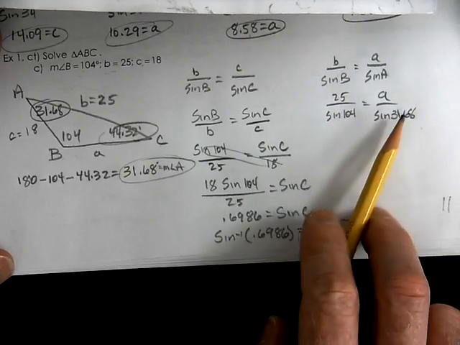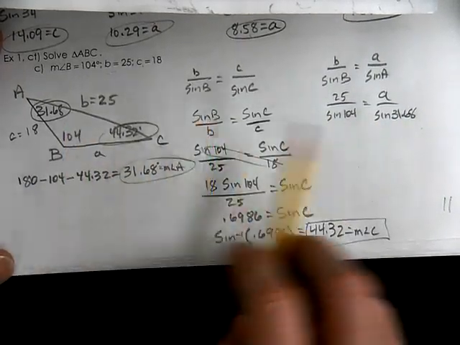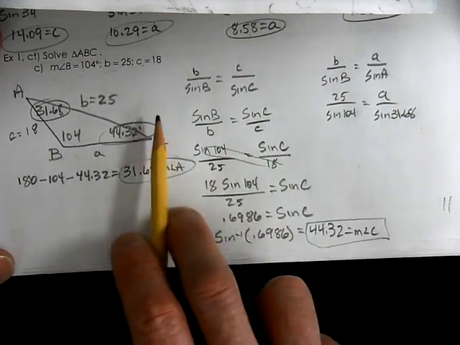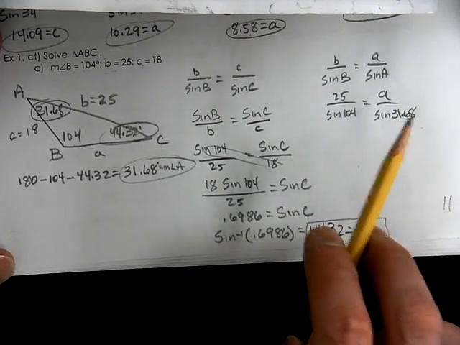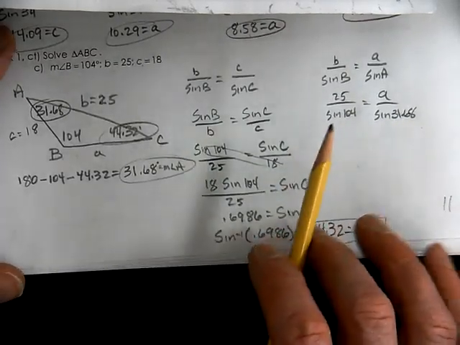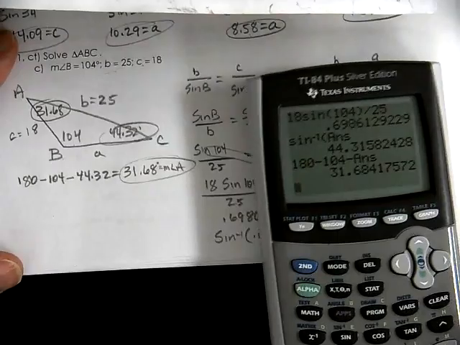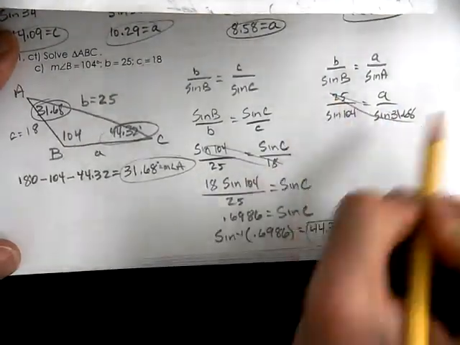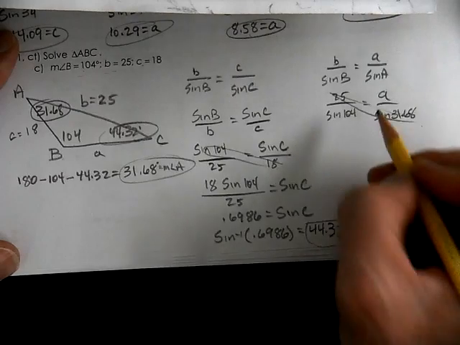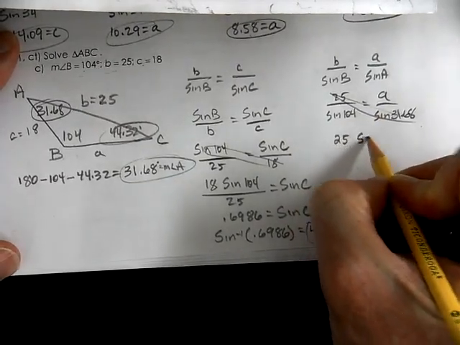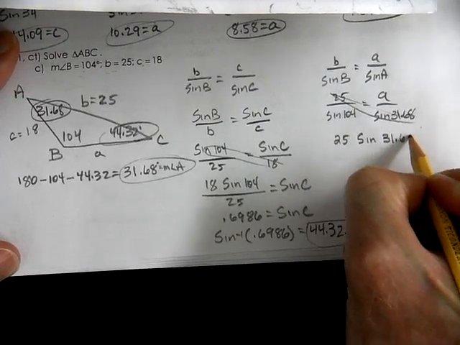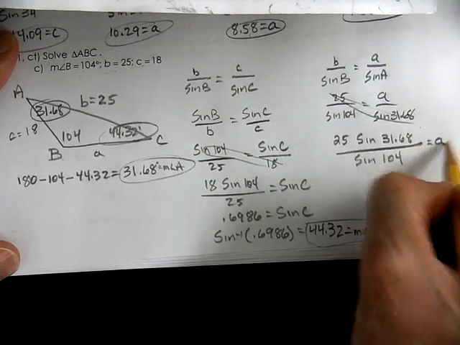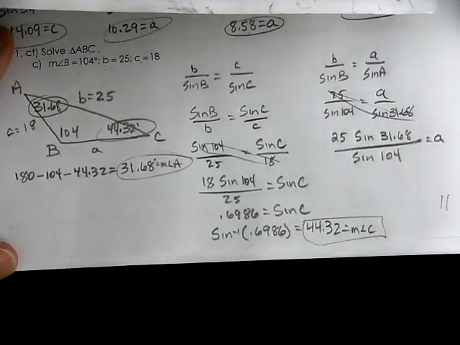Not my favorite thing to use work that we've calculated, but when you have to, you have to. It's okay in this situation to not use the answer button. If you can get your calculator and follow that along, I do have it as my last calculation here, so I could probably get away with that. Cross multiply in one direction. 25 sine of 31.68 over sine of 104. That equals the value of A.